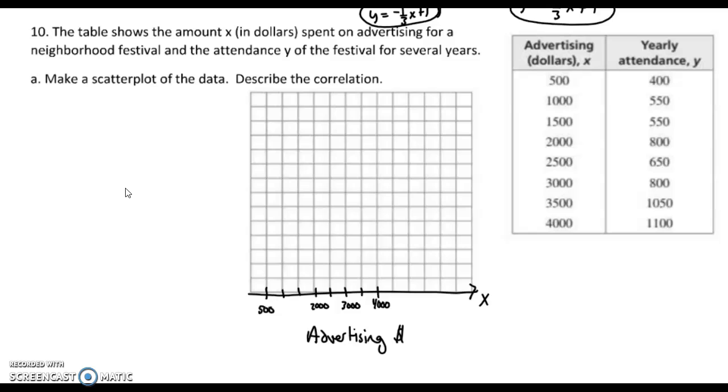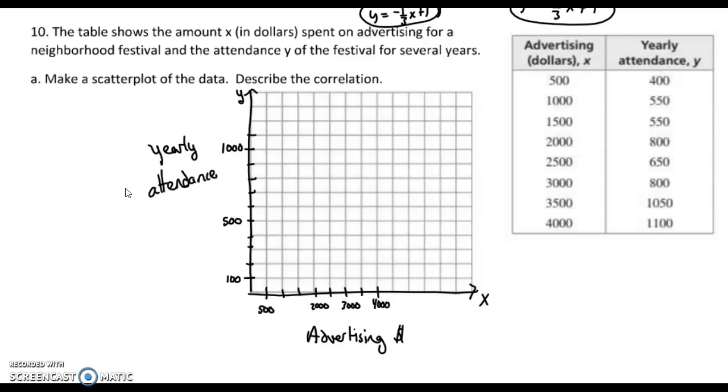And then my y-axis is my yearly attendance. Let's see, my highest amount I need is 1,100, so I would say probably going by 100s would be okay. 200, 300, 400, 500, 600, 700, 800, 900. This would be 1,000. All right, and this was attendance, not just attendance, I guess, but yearly attendance. How many people attend a year to this neighborhood festival?